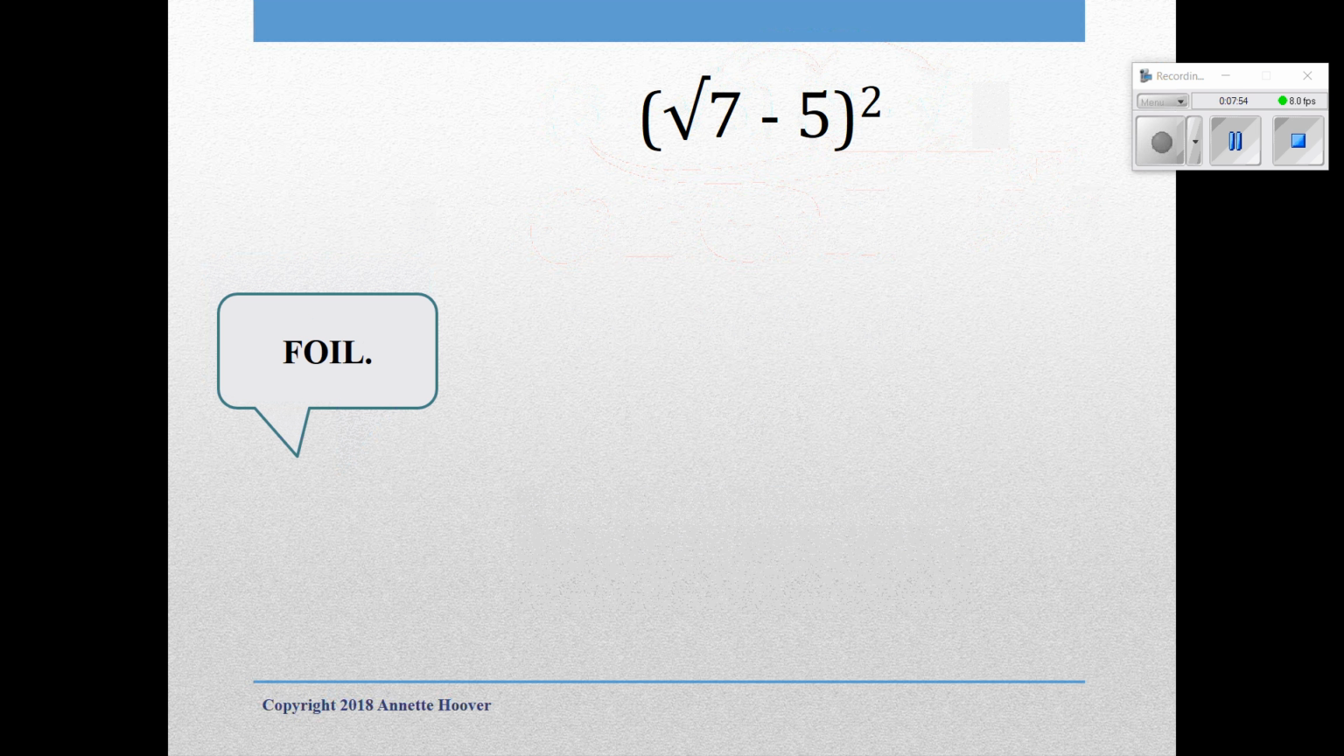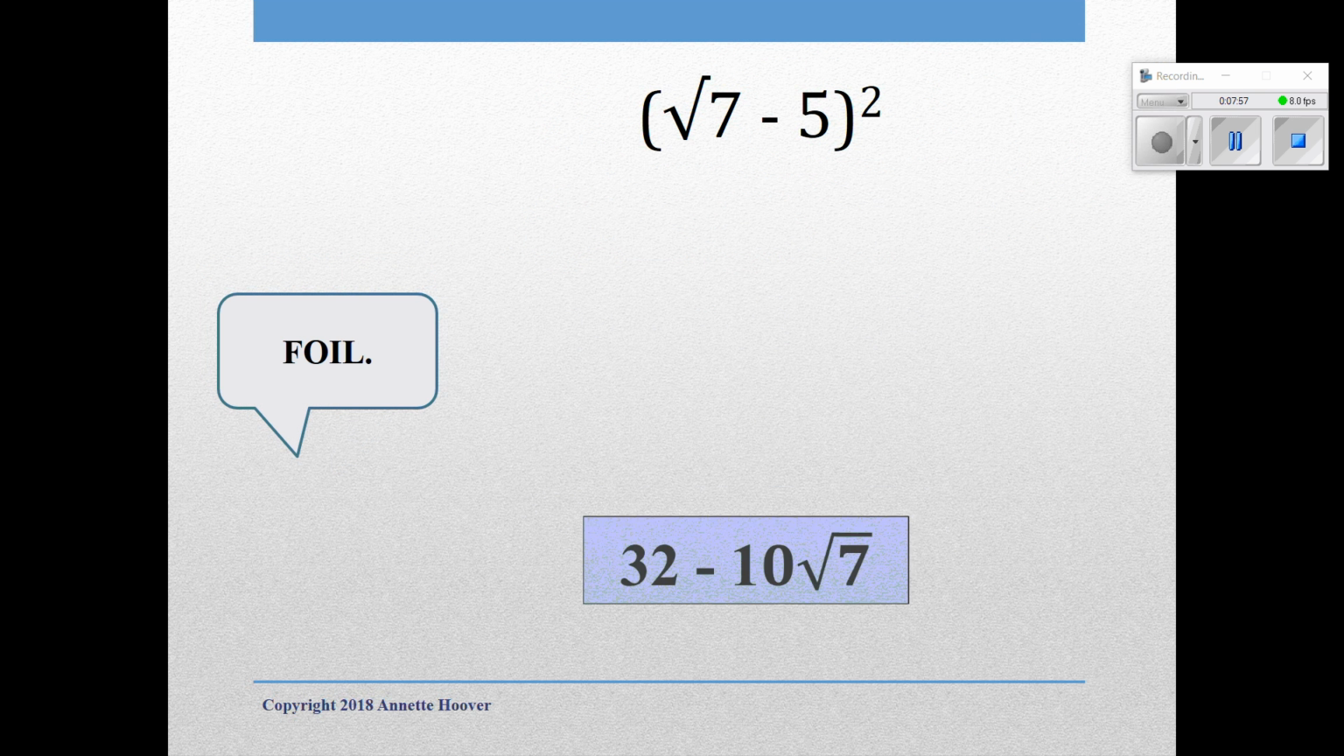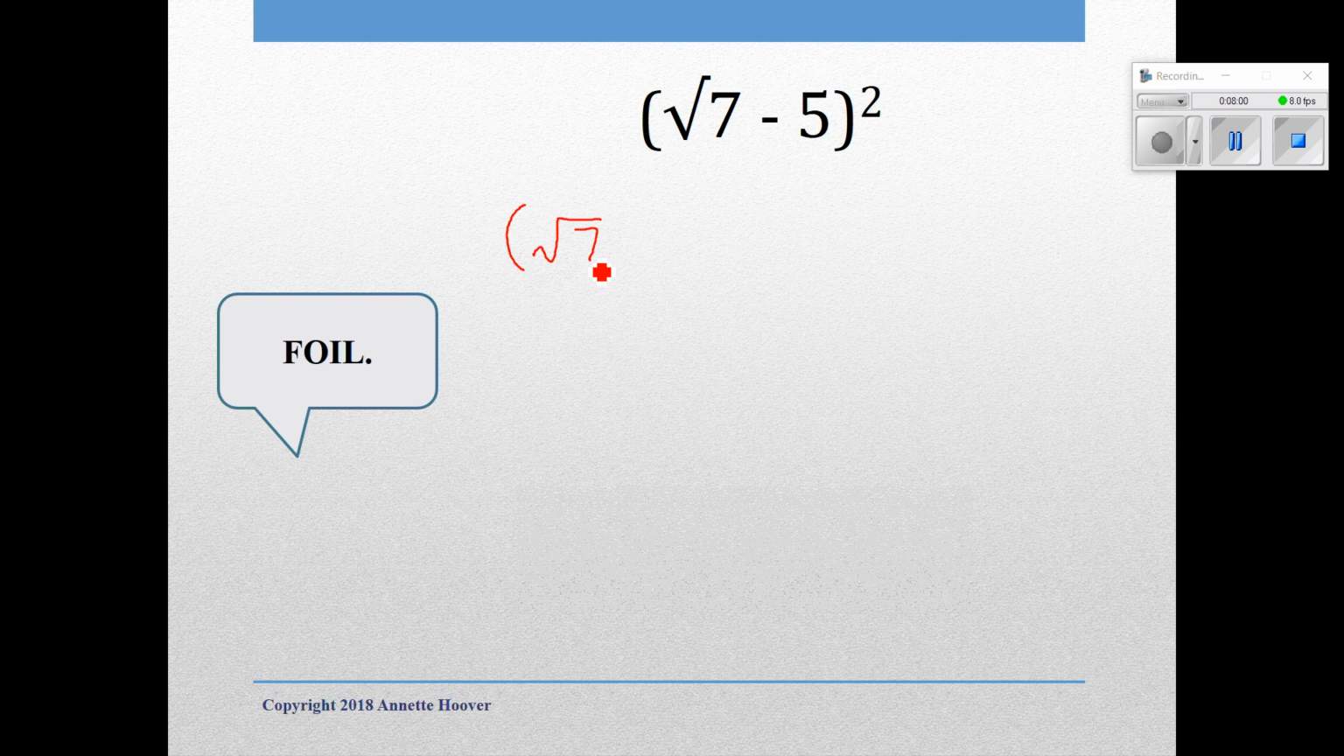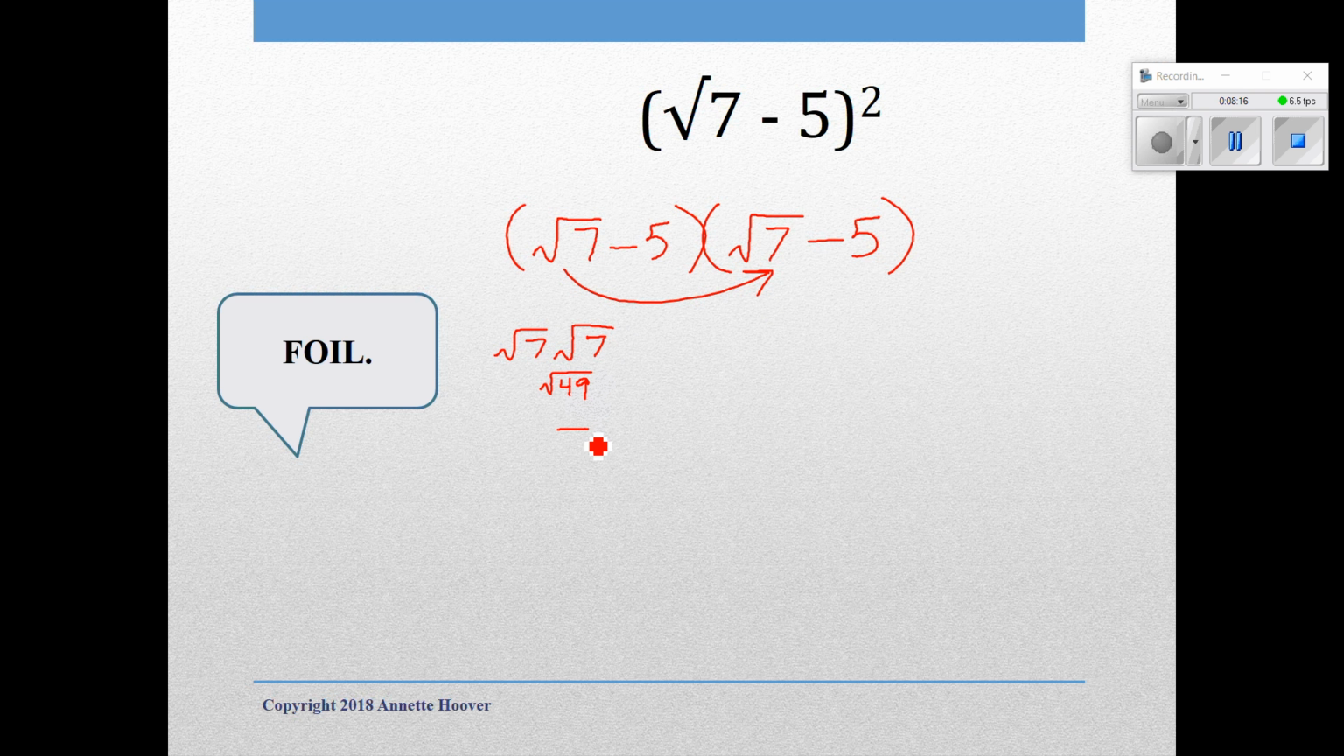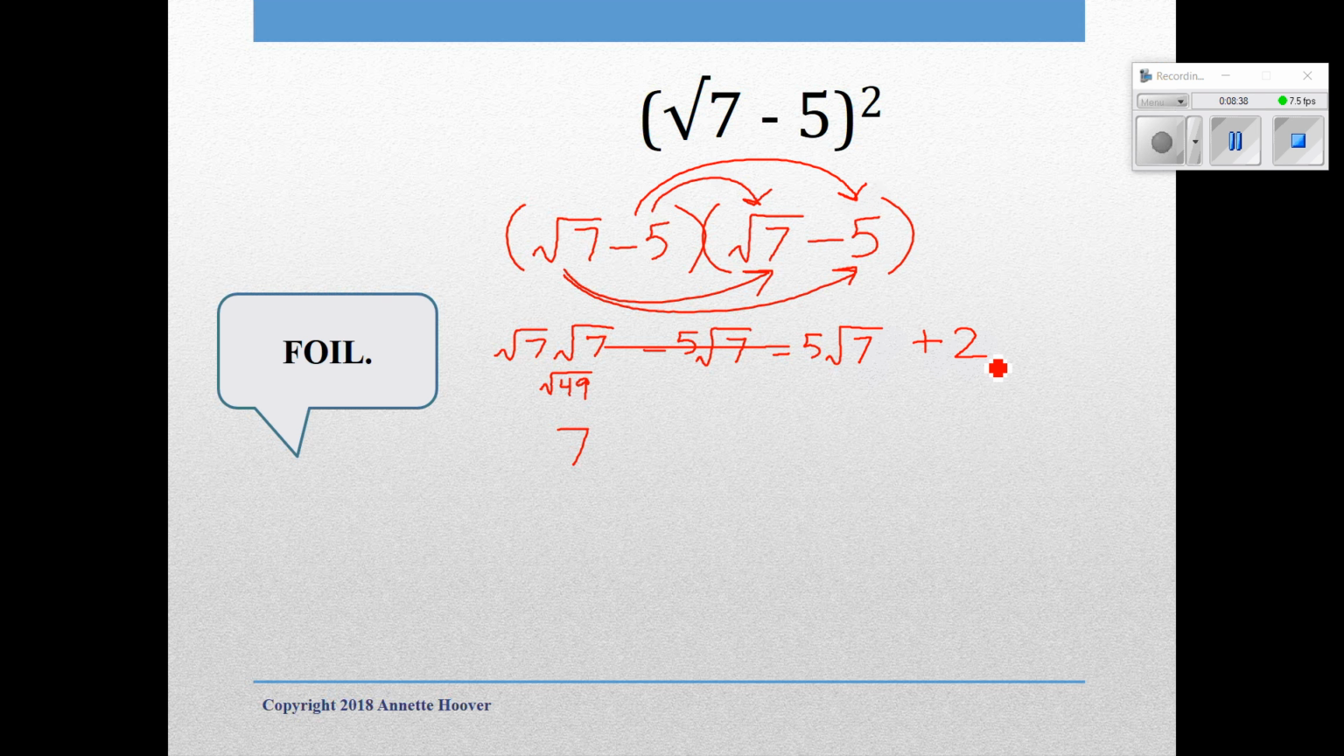Here we have the square root of 7 minus 5, squared. That means the same thing as the square root of 7 minus 5 times the square root of 7 minus 5. First terms is square root of 7 times the square root of 7. And we know that that results in the square root of 49, which is just 7. Now let's do the outer terms. Square root of 7 times negative 5 is a negative 5 root 7. Now we do the inner terms. We have negative 5 times square root of 7, which is again negative 5 root 7. And then we have negative 5 times a negative 5, which is a positive 25.